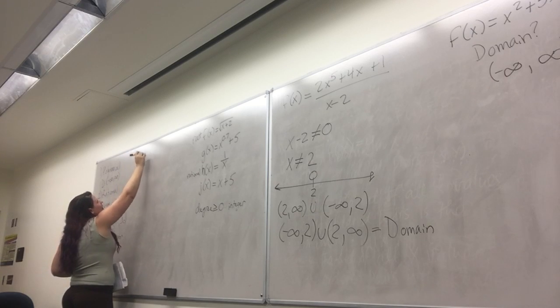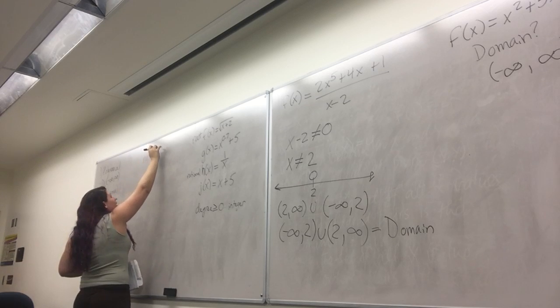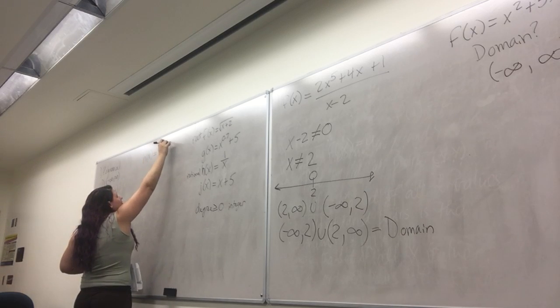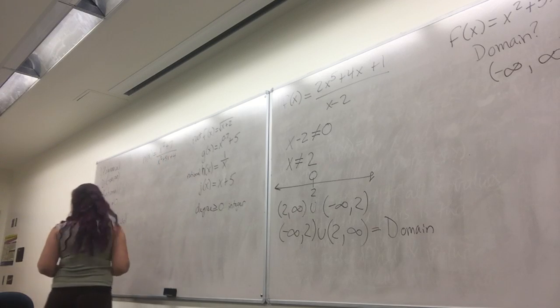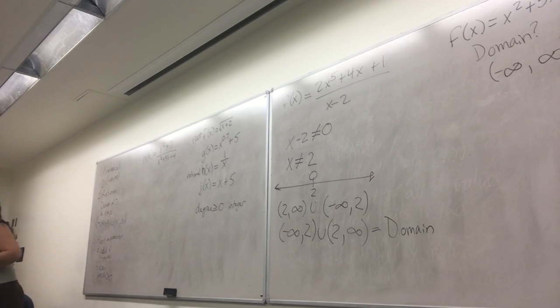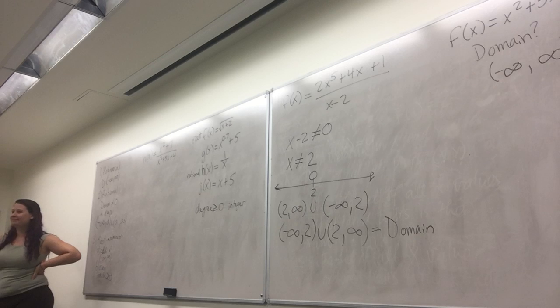So if I give you h of x equals x squared plus 7 over x squared plus 5x plus 4. What would the domain be? So think about it.